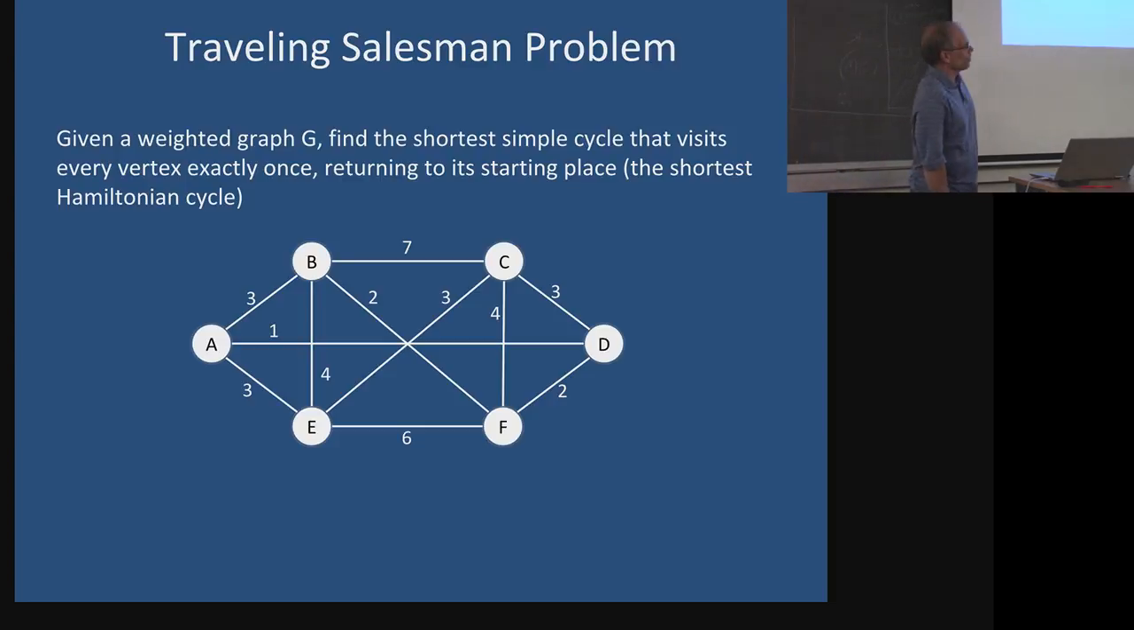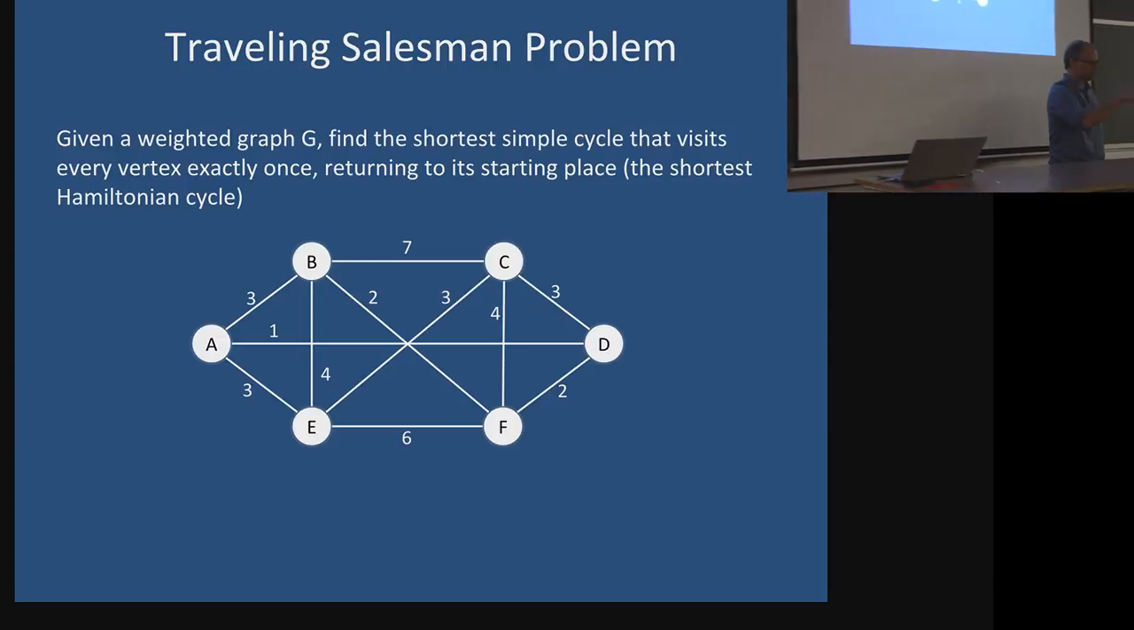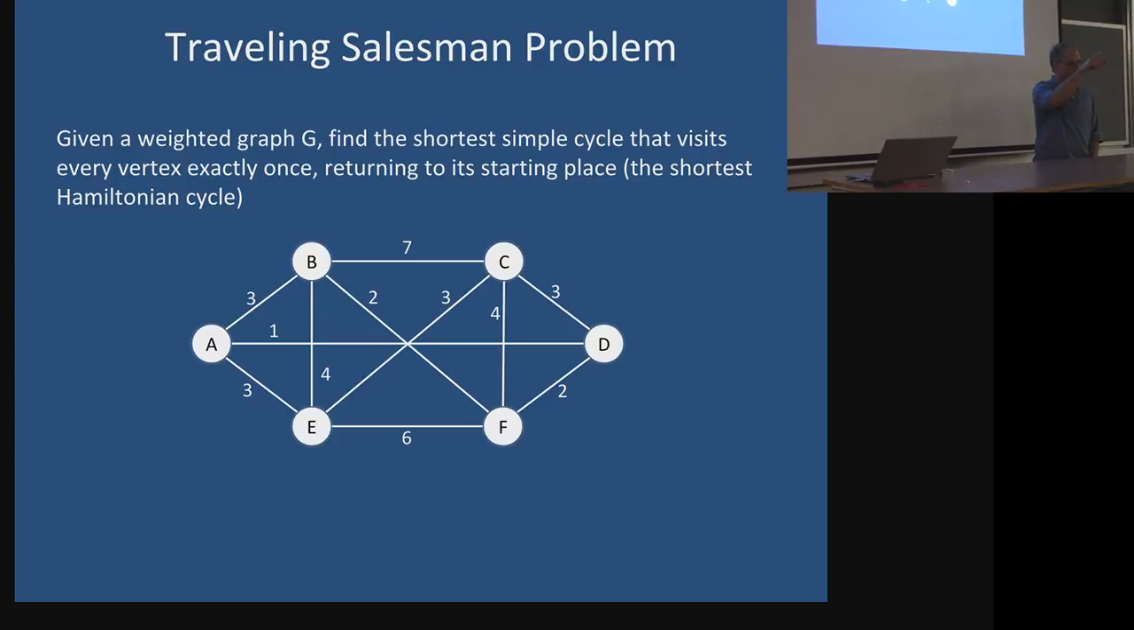So the traveling salesman problem, a famous problem. You've got a graph. We'll assume it's undirected here. We want to find the shortest, simplest cycle that visits every vertex exactly once, returning to its starting place. It's an optimization problem. You're trying to find the shortest cycle. You're not allowed to revisit a vertex after you've left it. You go back to the beginning point.